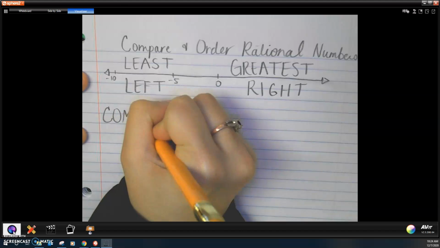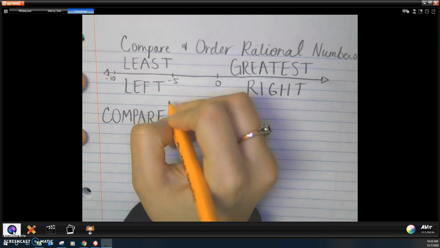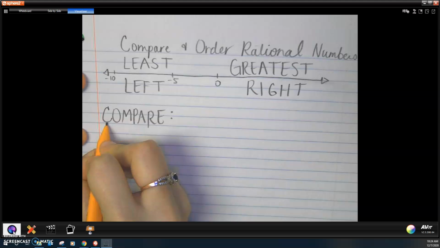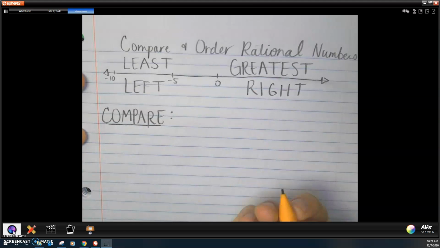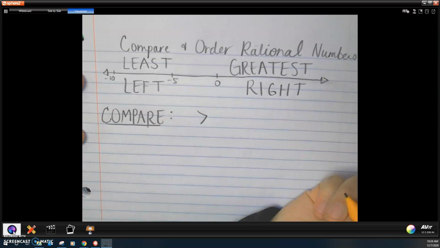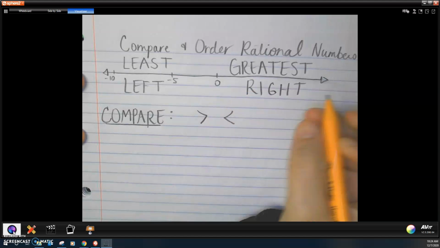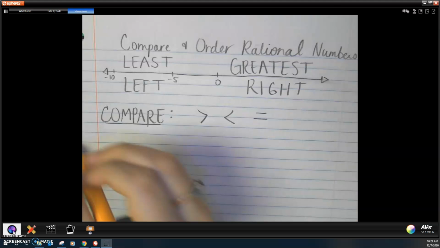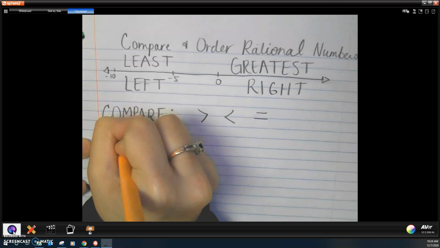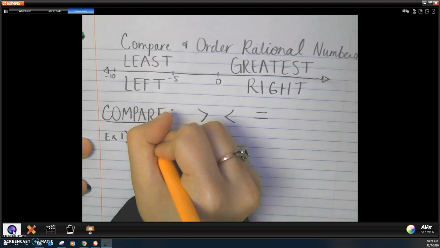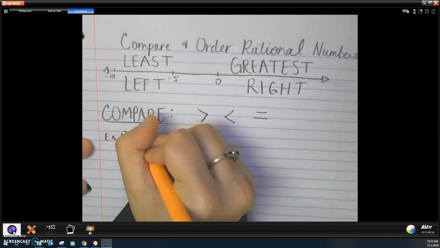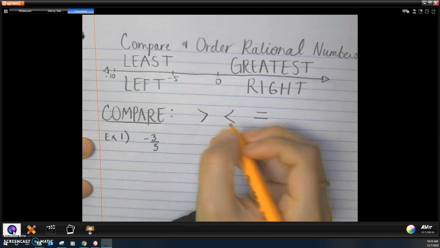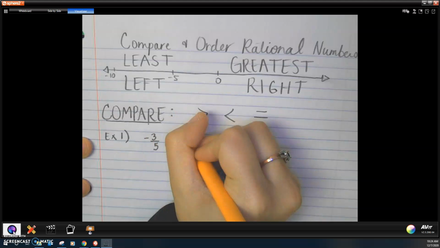Alright, first we're going to start with how to compare. And remember, when we compare, we use our greater than symbol, less than, and equal. So let's try our first example. We have 3/5. Let's make negative 3/5, and we are going to compare it to 40%.